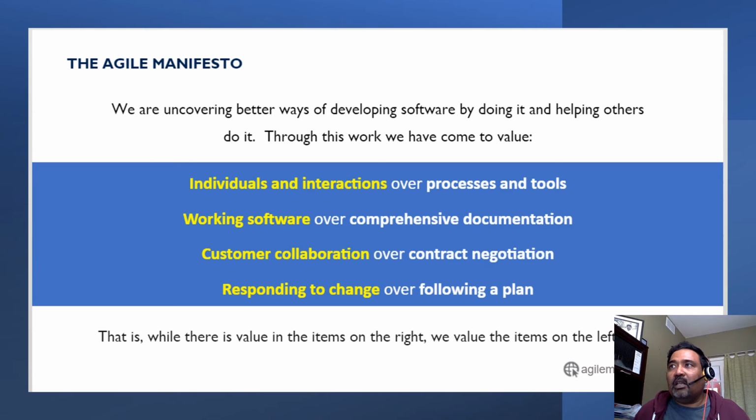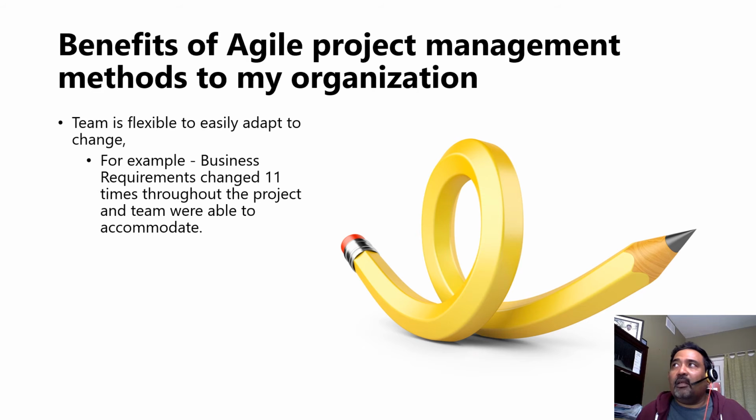That's the Agile. So I'll give a visual here. As you can see here, what's on the left side is more valuable than the right side. It's not that we don't want to do that, but between these two options, we value the one on the left side more than the right side. This is the Agile Manifesto.